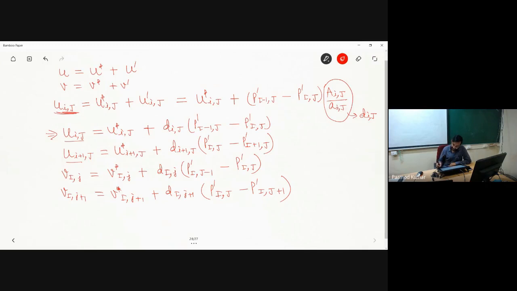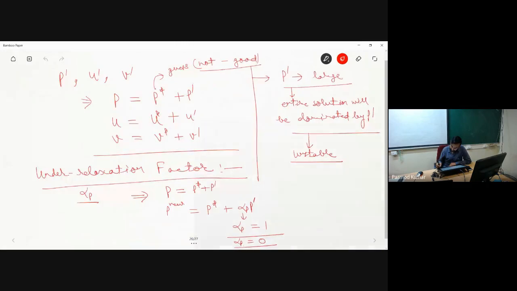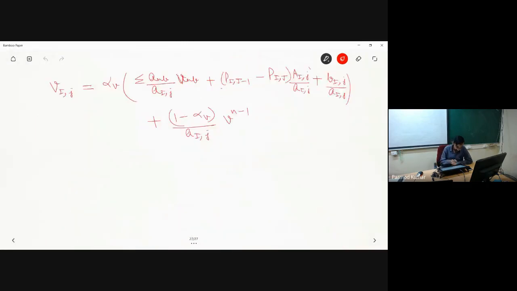Okay, so if I use under relaxation factors, my definition of d small i comma capital J will become alpha u times a small i comma capital J divided by small i comma capital J. Similarly, the definition of d capital I comma small j will become alpha v into a capital I comma small j divided by a capital I comma small j.